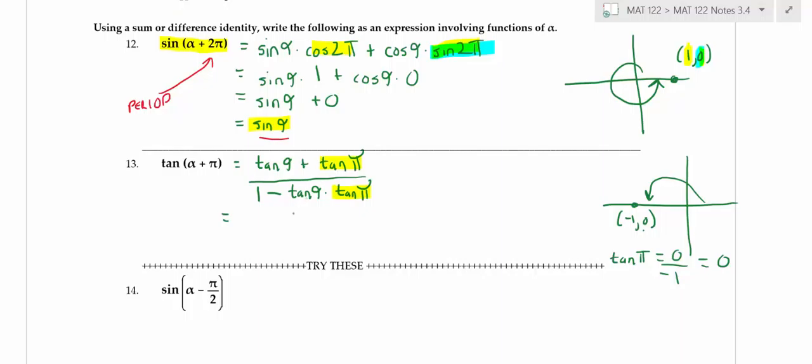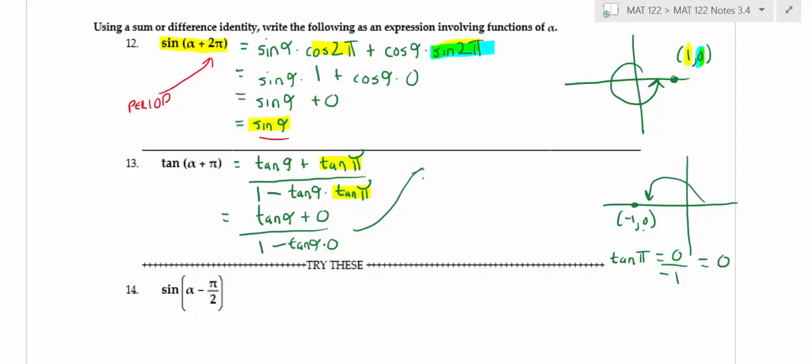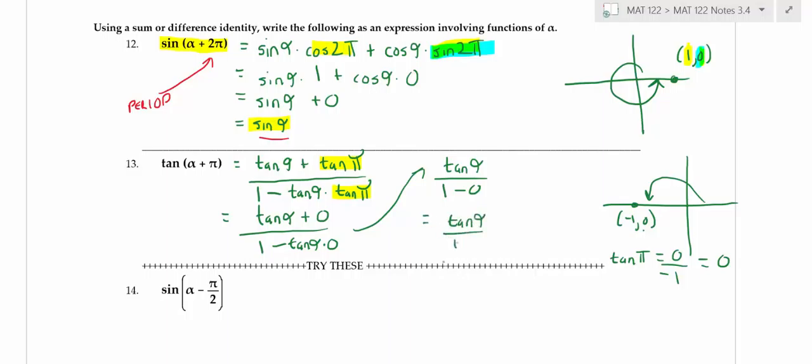So that's going to leave us with tangent of alpha plus 0 over 1 minus tangent alpha times 0. So that's going to leave us with tangent of alpha in the numerator over 1 minus 0. So that will just leave tangent of alpha over 1, or that's equal to tangent of alpha, would be the final answer.